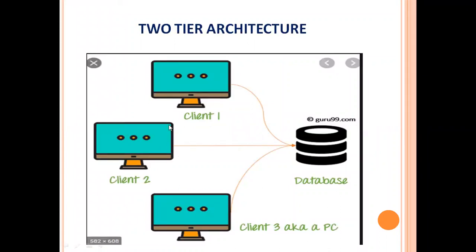In two-tier architecture, tier means layer. That means you have two layers in this architecture. One is the client layer and the other one is the database layer. Now, this client is a machine which has an interface.